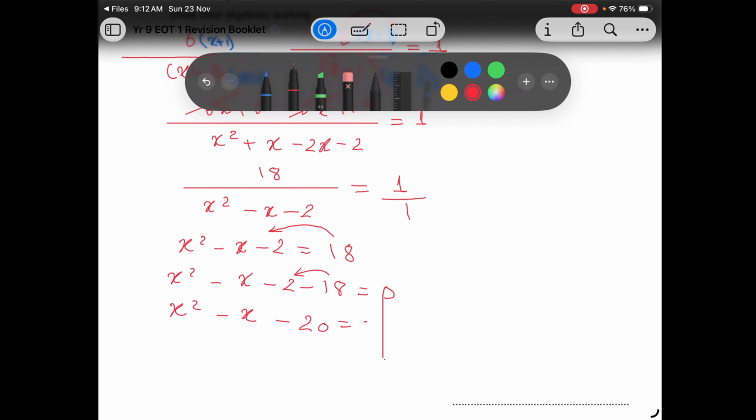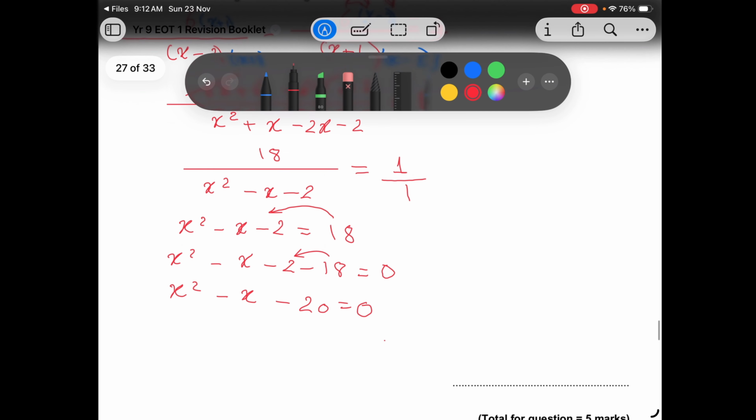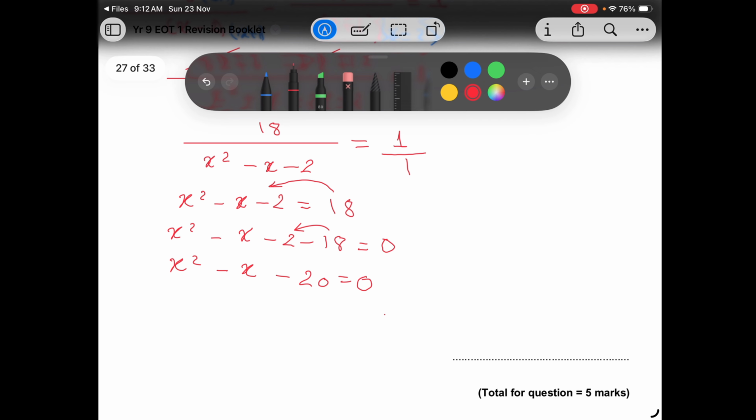equals 0. So this is 0, guys, equals 0, like this. Okay, now we can legitimately factor this. So we know how to factor this.